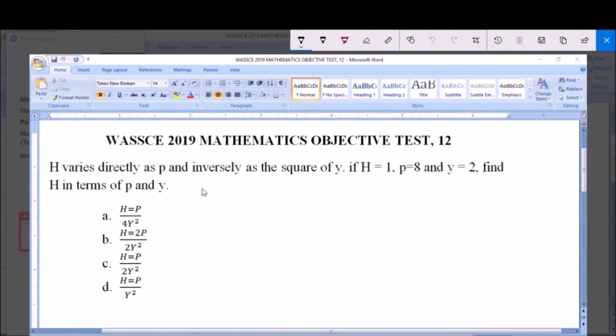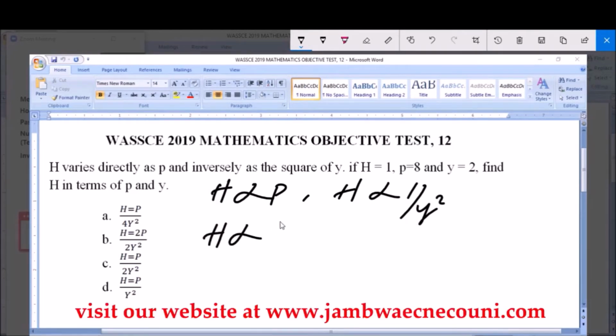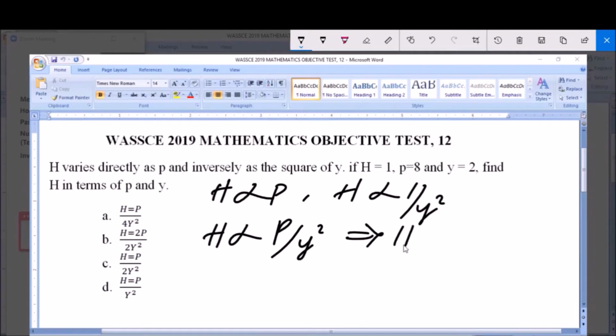So H varies what? Directly as P, and H varies inversely as the square of Y, and this is what it means. It's the same thing as saying you can join both equations. You say H varies directly as P and inversely as the square of Y. Hence H equals Kp over Y squared, where K is the constant of proportionality, and then Y is the Y that was given to us here.